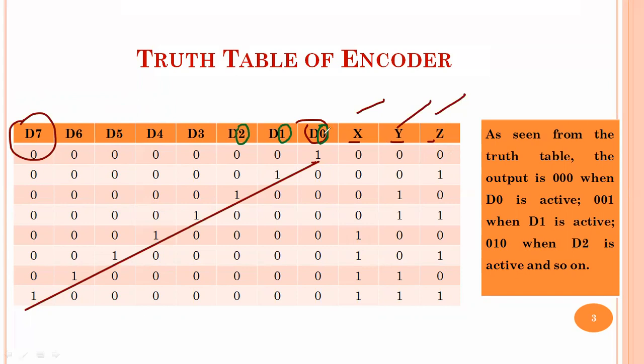So for 0, all are 0. For 1, we will have 0, 0, and 1, because this is 2 raised to power 0, 2 raised to power 1, and 2 raised to power 2. For 2, we will have 0, 1, and 0. Similarly, for 5, we will have 1, 0, and 1. And at last 7, we have 1, 1, and 1. Clear?